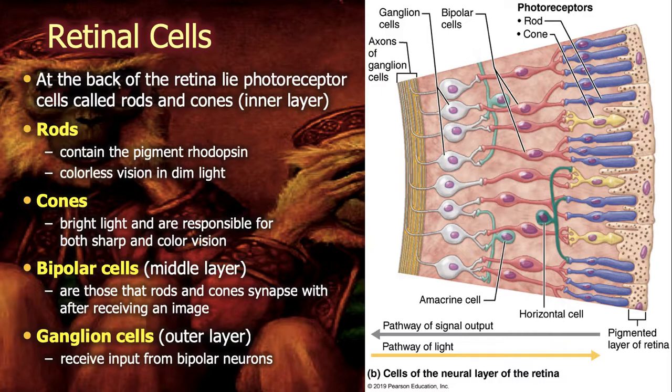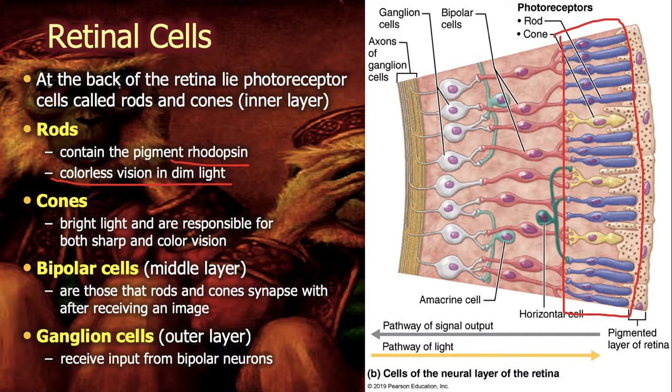The first layer is going to be the photoreceptors, these blue guys right here. The photoreceptors are rods and cones, both of those together. The rods contain the pigment rhodopsin, and they are responsible for colorless vision in dim light. So if you are driving in the dark, your rods are going to be in high gear. They are picking up as much light information around you as you possibly can see. But you guys know when it gets dark, you can't see colors as well. And you don't see colors as well because you're not using your cones, you're using your rods instead.